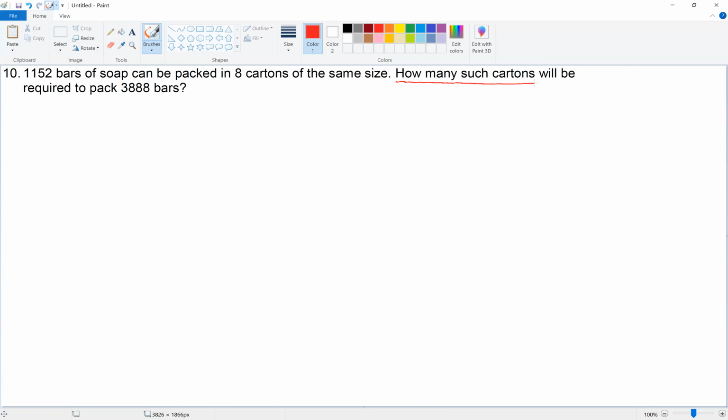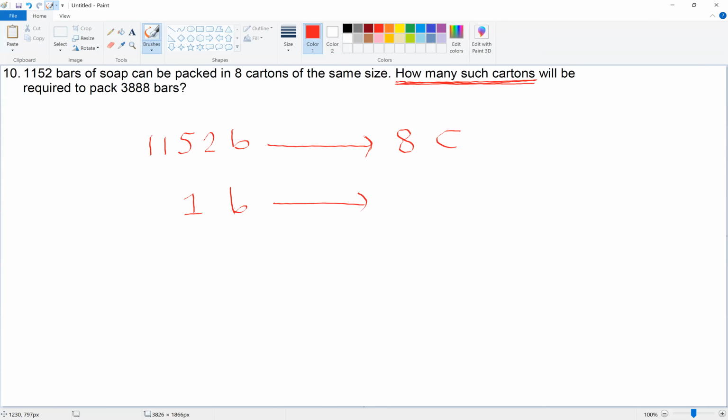Okay. Meda, what number goes to the right? What number goes to the left? 8 cartons go to the left. What is the question? How many? So what should go to the right? 8, and then the left, which should be 1,152. Okay. Next step.